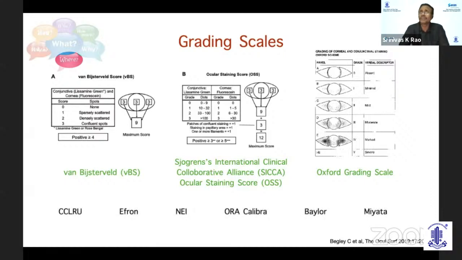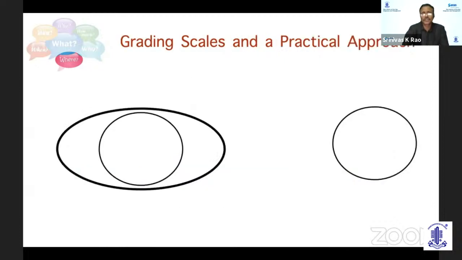And there are yet many more patterns of staining or grading. So this basically looks at the density of staining. For practical purposes, while we do need some kind of a scaling score, it may not be possible to go into that much detail where they can actually count the number of staining spots.